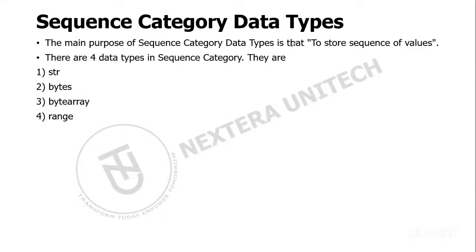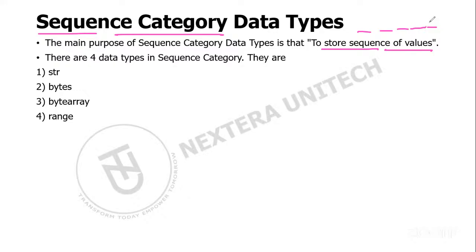Sequence category. Fundamental category data types help us to store only a single value. But a sequence category data type helps us to store a sequence of values. What does it mean? You can store multiple values.